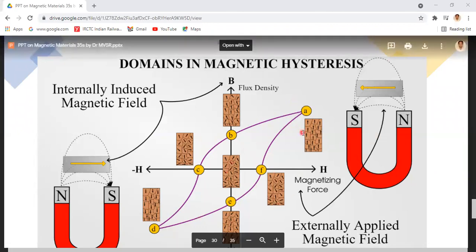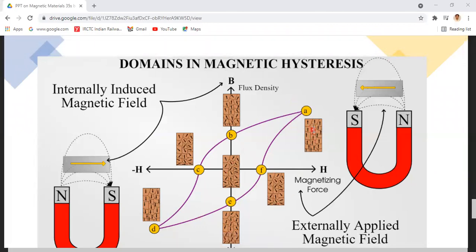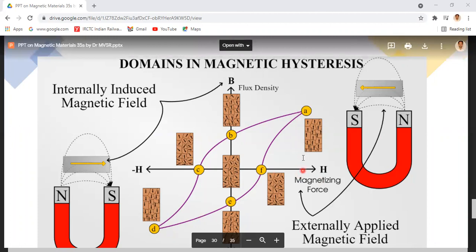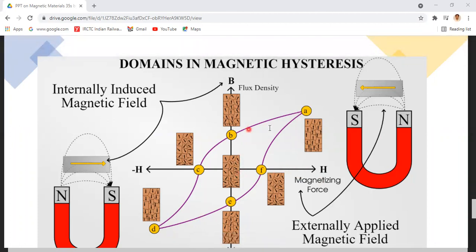From zero to A, the magnetic dipoles are oriented according to the field direction, the magnetizing force direction. From A, again the field is decreased from maximum value to zero, so the dipoles in the magnetic domain of the ferromagnetic material take another path, that is AB.